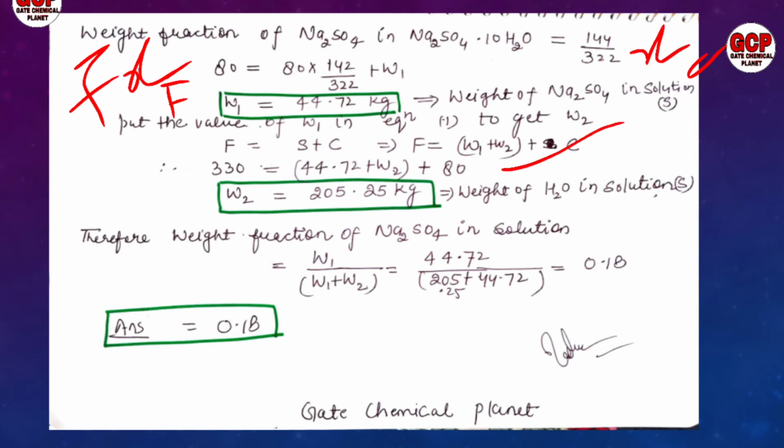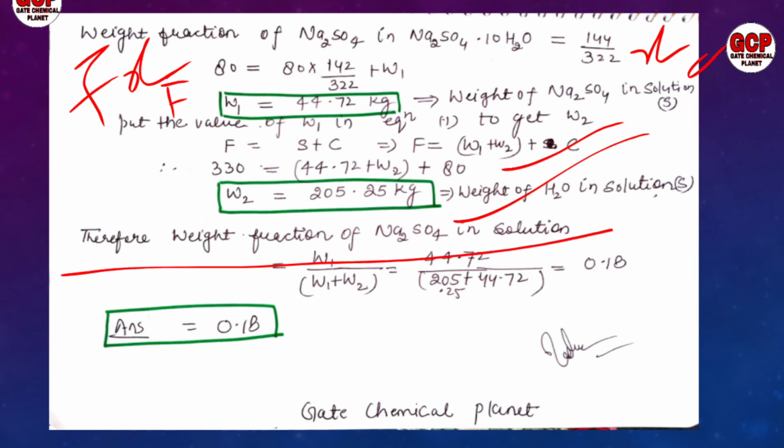F equals S plus C, and F is equal to W1 plus W2 plus C, because S equals W1 plus W2. So we can replace capital S with W1 plus W2, and we are already given the values of F and C, and we have calculated W1. In this way we get W2, the weight of water in the solution. Now we have the weight of salt and the weight of water in the final solution.